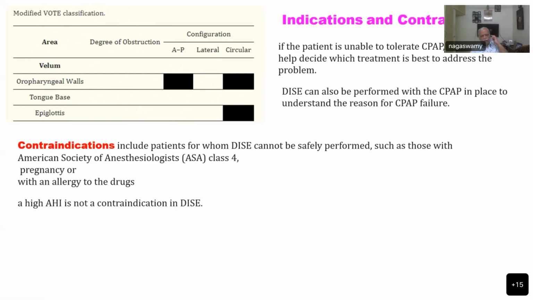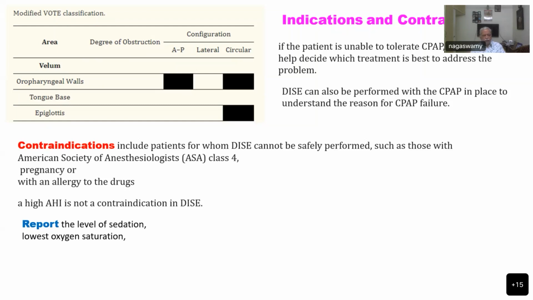And even if the patient's apnea-hypopnea index is very high, that is not a contraindication. So if you have done a polysomnography earlier and you are not able to find out the cause and the AHI is very high, you can still do a drug-induced endoscopy. That's not a contraindication. And once you have completed that, you report the level of sedation and the lowest oxygen saturation. This is how the report should be given to the patient.